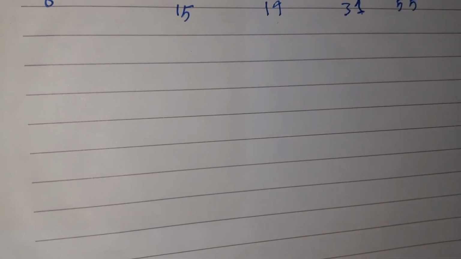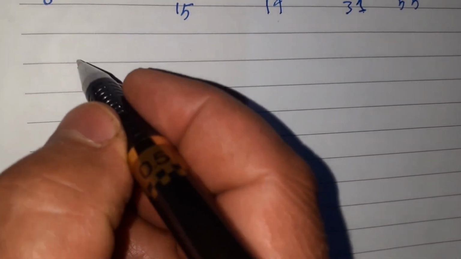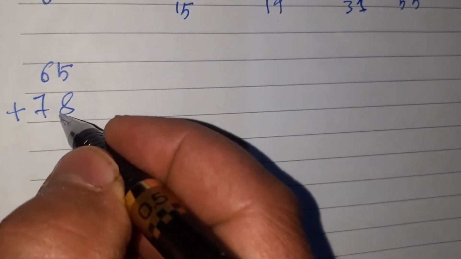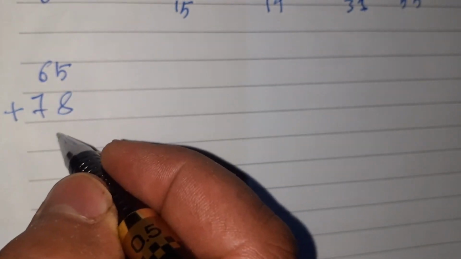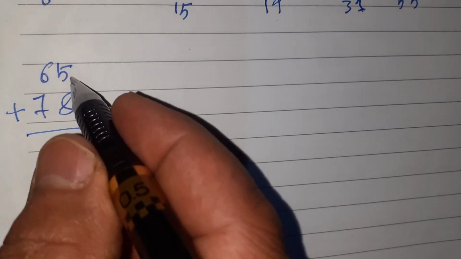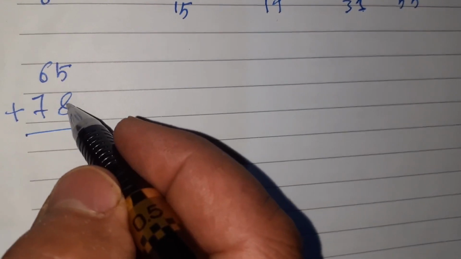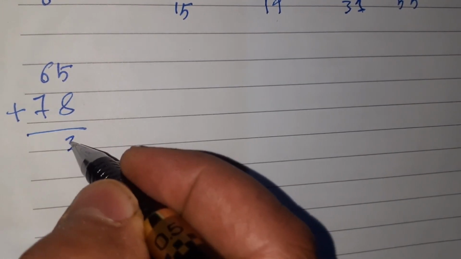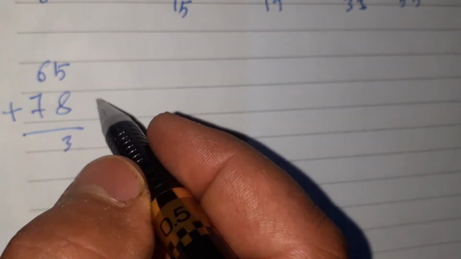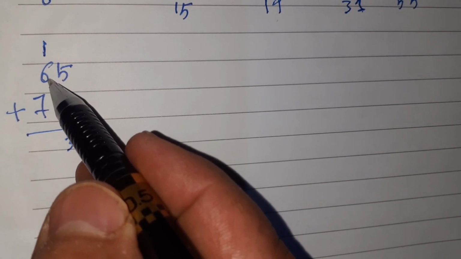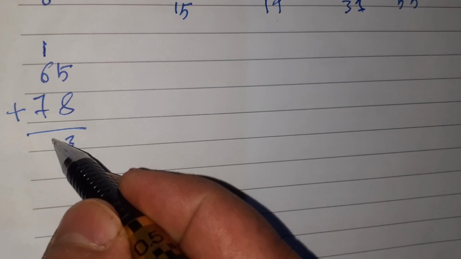Next example, 65 plus 78. This is a two digit number, this is a two digit number. Ones, tens. 5 plus 8 equals 13. 13, write 3 and carry over 1, write it in the next column. 1 plus 6 is 7. 7 plus 7 is 14.